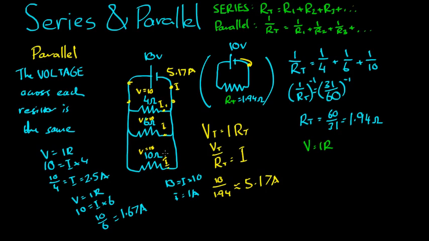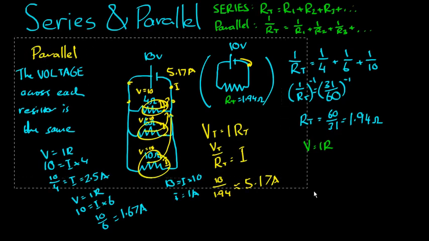If you add up 2.5 plus 1.67 plus 1, you get 5.17. And that makes sense because the current that's flowing through here comes out there, meets up with this current here and this current here. So in parallel, the currents of each resistor in parallel do sum to the total current here. Whereas in series, we found that the voltages across each resistor sum to the total voltage.